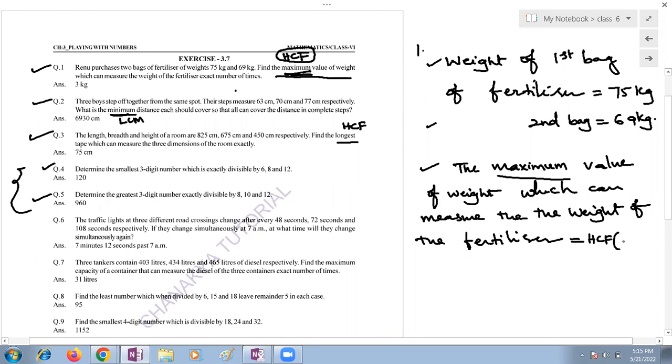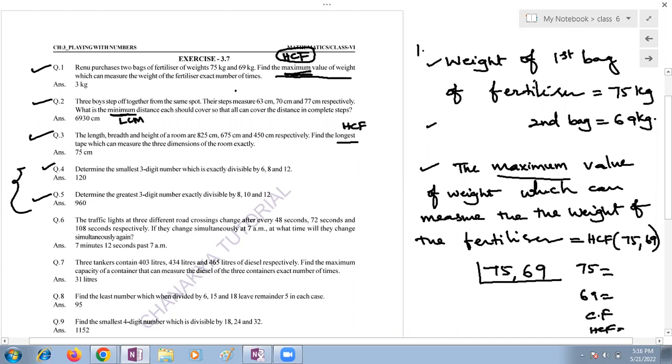HCF of 75 and 69. HCF means highest common factor. You can do it in different methods, children. What are the factors of 75 and 69? You can write them, then the common factors, then the highest common factor. That is one way.